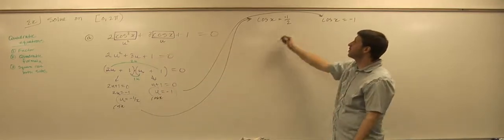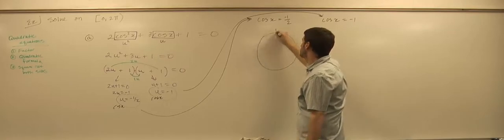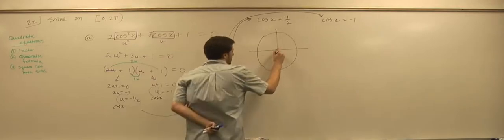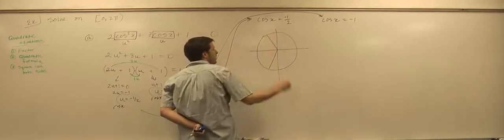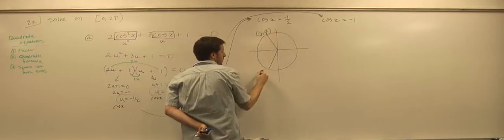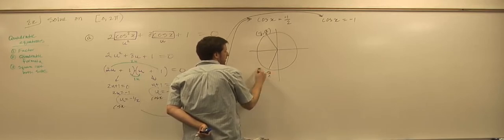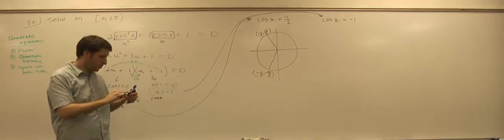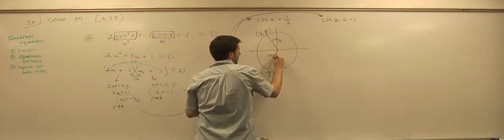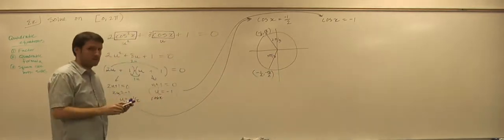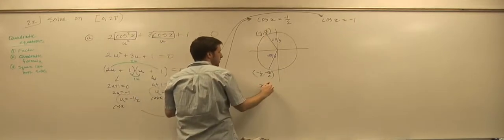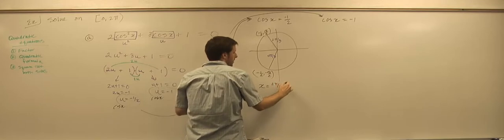And then for each one of these, I can go to my unit circle. Cosine's -1/2 here and here. What two angles are those? 2 pi over 3 and 4 pi over 3. Yeah, 2 pi over 3, 4 pi over 3. So from this equation, I get the two solutions. X equals 2 pi over 3, 4 pi over 3.